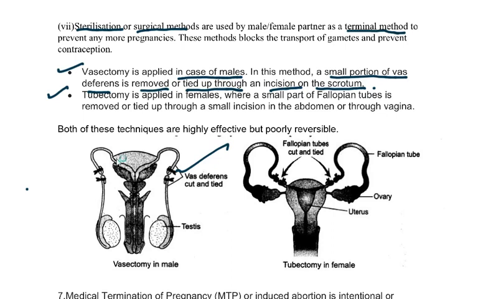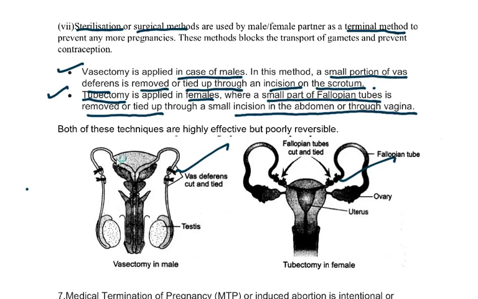In the female, the method is known as tubectomy, where a small portion of a fallopian tube is cut and removed, and it is tied on both sides, as you can see in the picture. But this requires an incision or cut in the abdomen, so it is more complex compared to that of a male. In the male, it is in the scrotal sac, which is already outside the body.